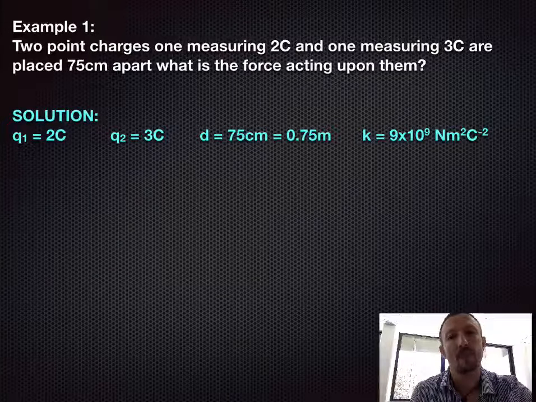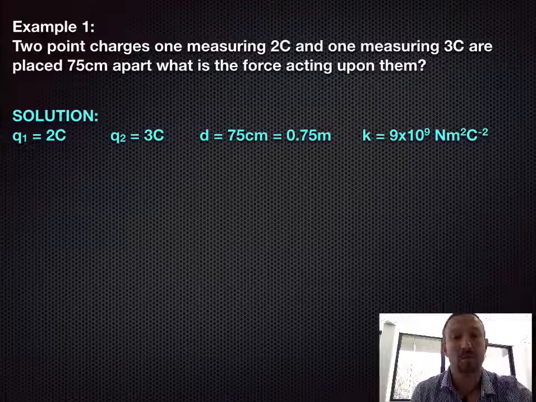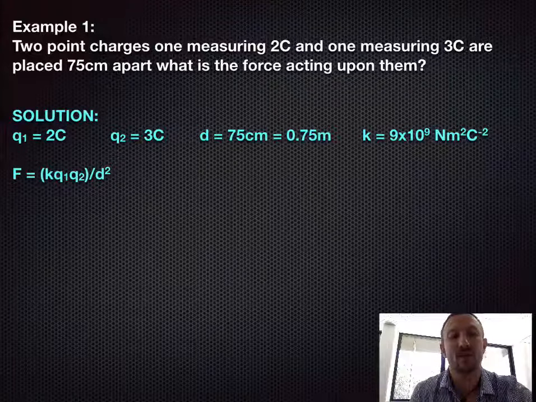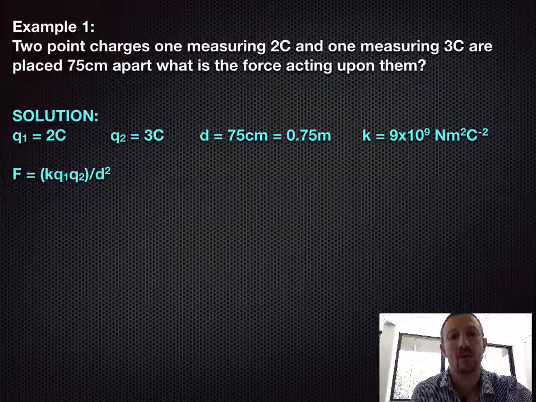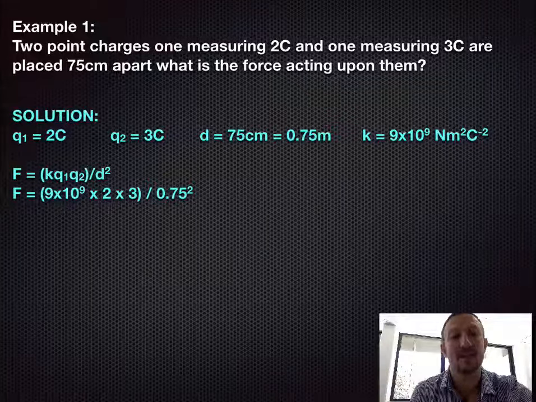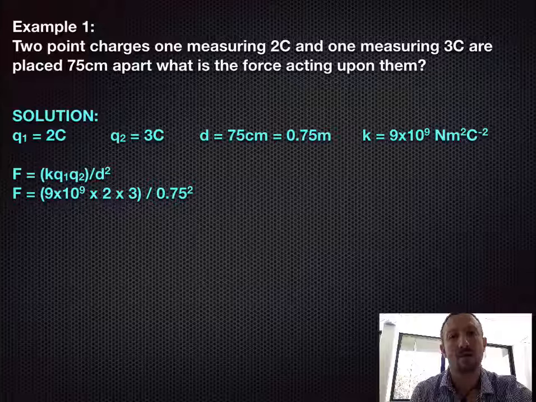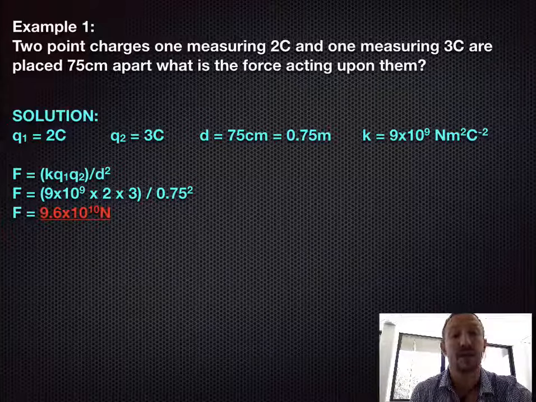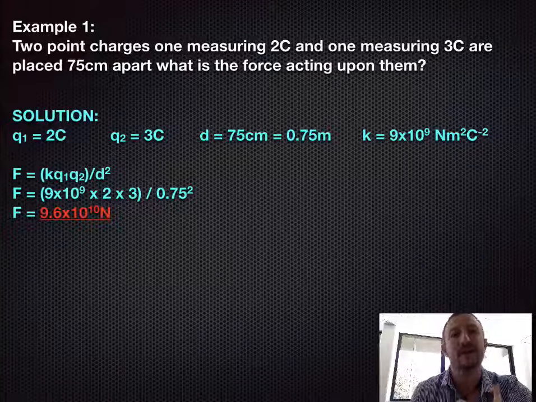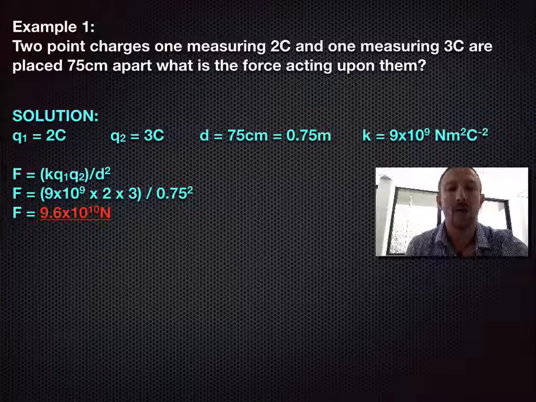I also know that my constant is 9 times 10 to the 9 newton meters squared per coulomb squared. So let's write down my equation. I get F equals K times Q1 times Q2, all divided by D squared. If I substitute in the numbers that I've got at the top, I get 9 times 10 to the 9 times 2 times 3 divided by the distance squared, which is 0.75 squared. The result is I get this large force of 9.6 times 10 to the 9 newtons. That's a very simple example which shows how we can incorporate Coulomb's law.